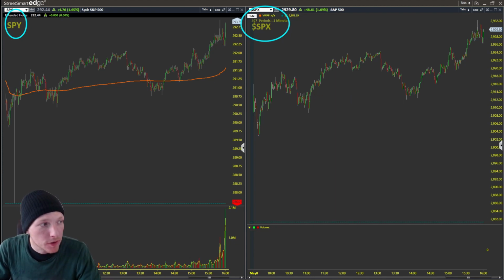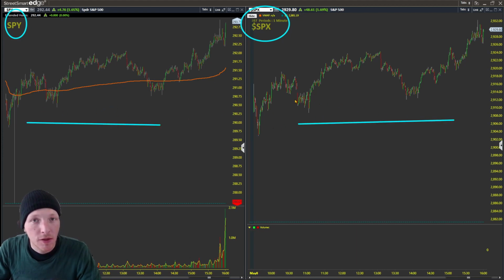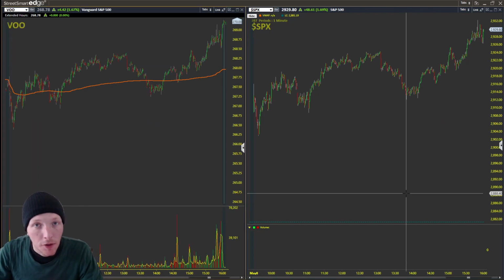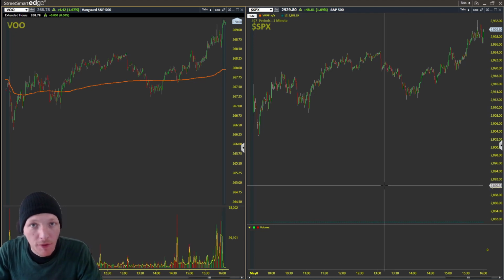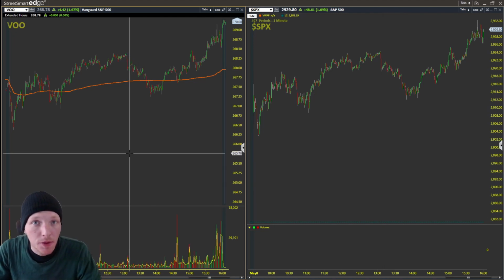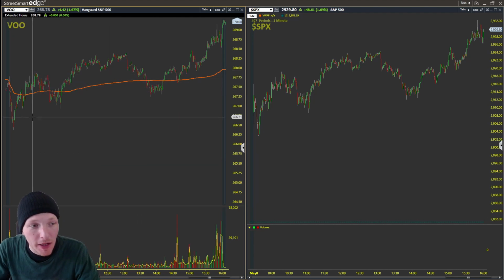Comparing both charts side by side right here, you can see they're very, very similar. The SPY ETF, which is a leveraged ETF, is going to copy whatever the main index is doing. You're going to see a lot of investors and traders track the SPY, and it's just one of the many S&P 500 ETFs. Another example of an S&P 500 ETF is ticker symbol VOO, and this is the Vanguard S&P 500 ETF, and that is right here on the left.